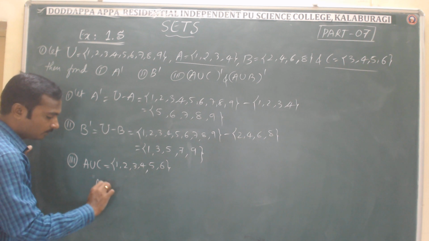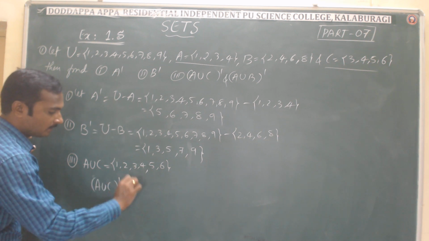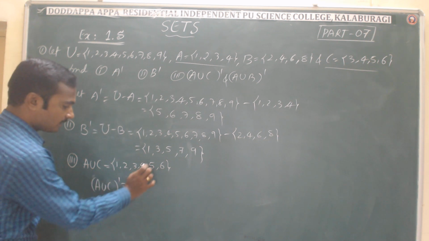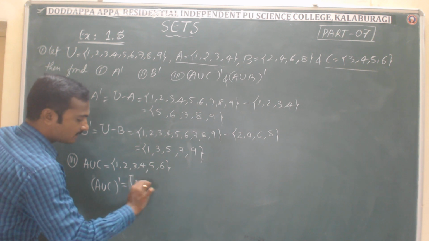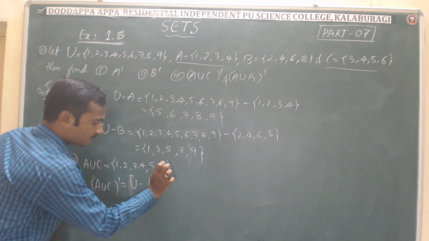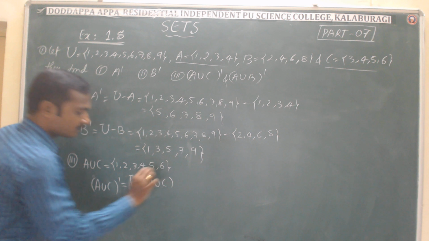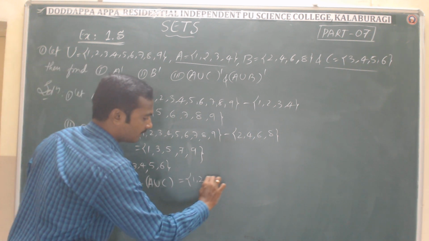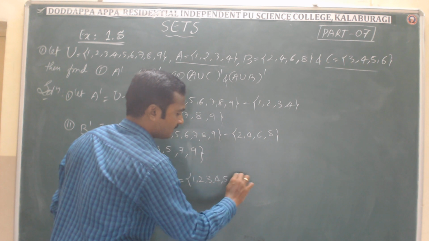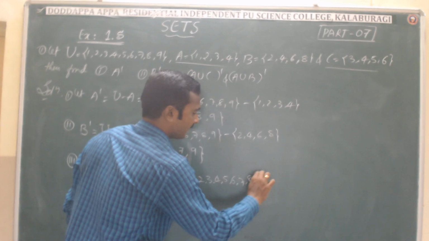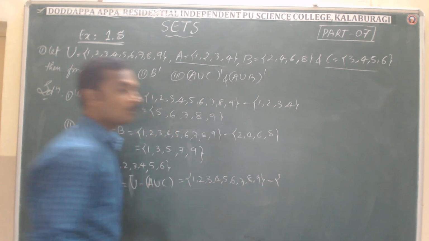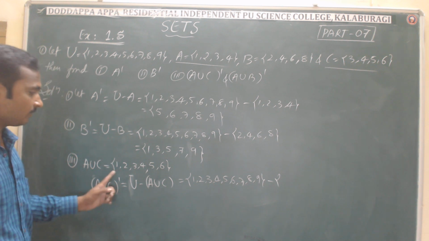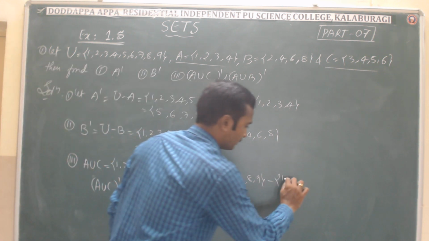Now A union C complement will be the universal set minus A union C. So what are the universal set elements? The universal set elements are 1, 2, 3, 4, 5, 6, 7, 8 and 9, minus the elements of A union C, which are 1, 2, 3, 4, 5 and 6.